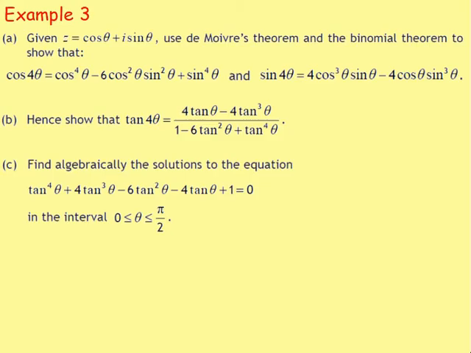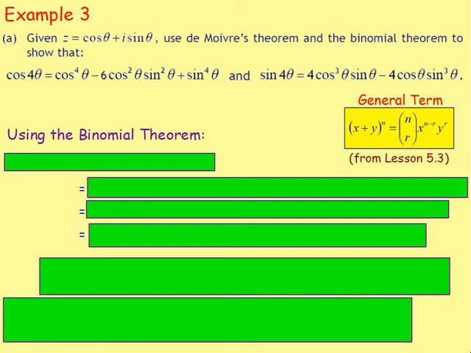And then B, hence show what tan 4 theta is equal to, prove it's equal to this right hand side. And for C, find algebraically the solutions to the equation tan theta to the power of 4 plus 4 tan cubed theta, take away 6 tan squared theta, take away 4 tan theta plus 1 equals 0 in the interval for theta between 0 and pi over 2.